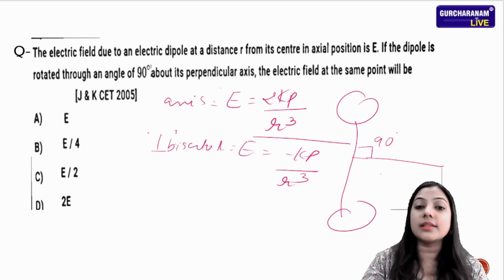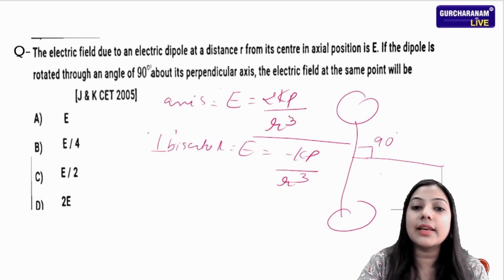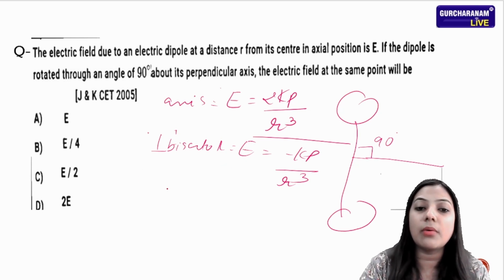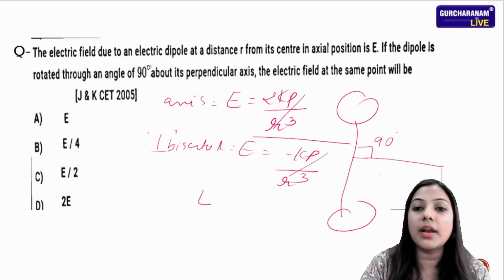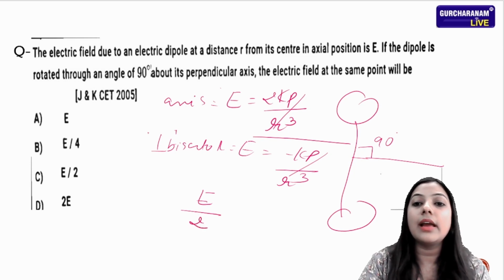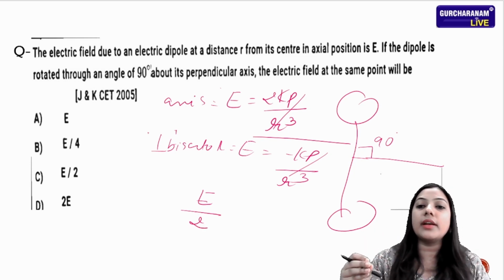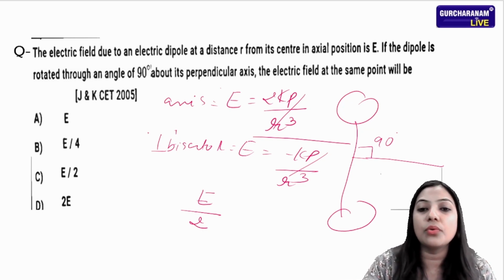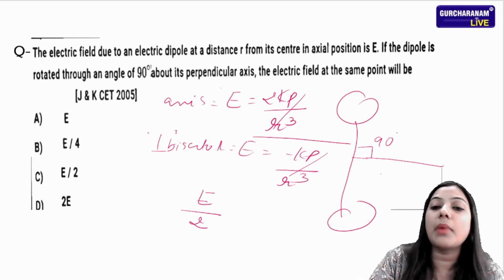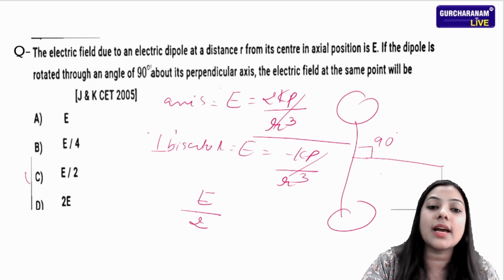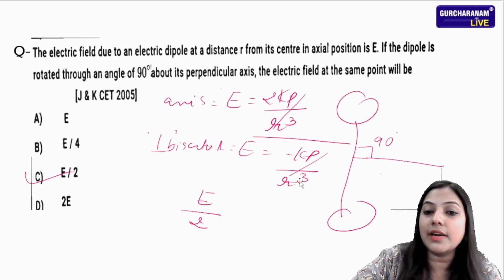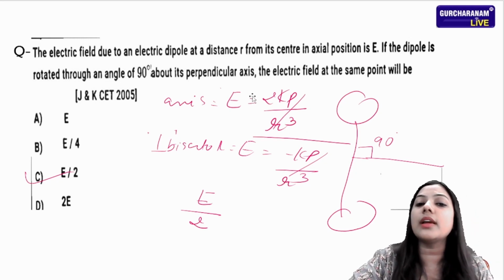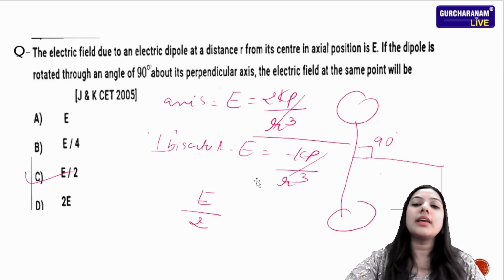If we make a ratio of this, what will we get? We will get E by 2. They cancel out from each other, and we will get E by 2. That means the electric field at the same point will be E by 2. I hope you understand. When we make a ratio of these electric fields, everything cancels out totally, but only 2 remains. So E by 2.